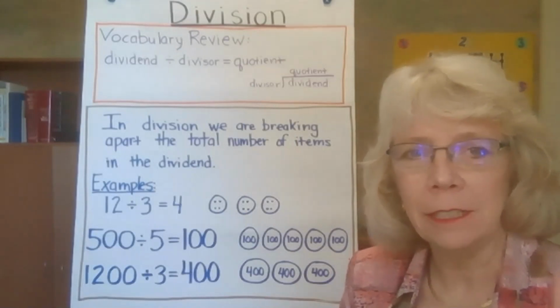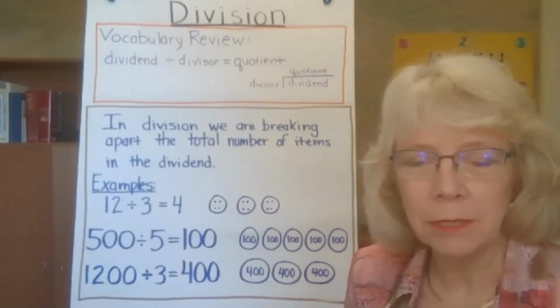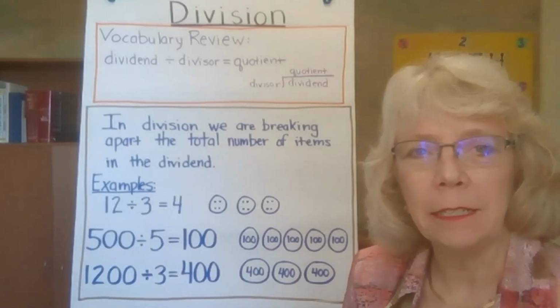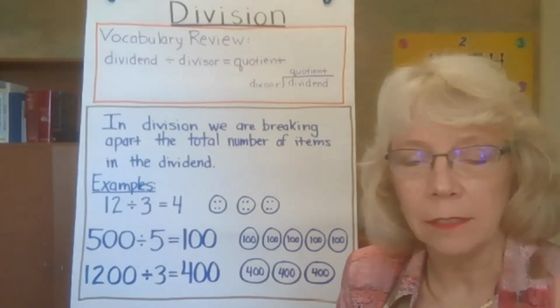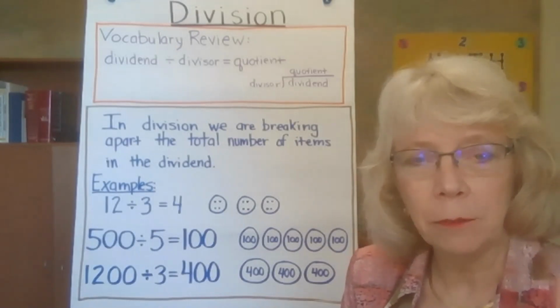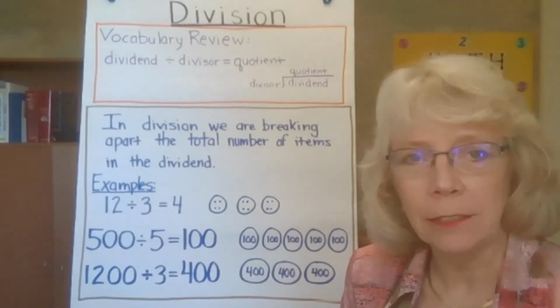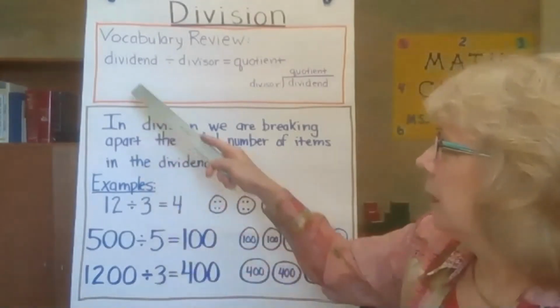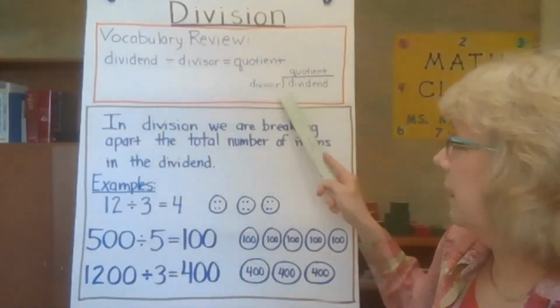So in division, we have three terms, and I'm going to be using these later, so I want you to remember them. We have the dividend, which is the number that we are breaking apart. So in these problems, it will be the largest number, and the divisor is the number we divide by. And the quotient is our answer, as shown here, as well as here.